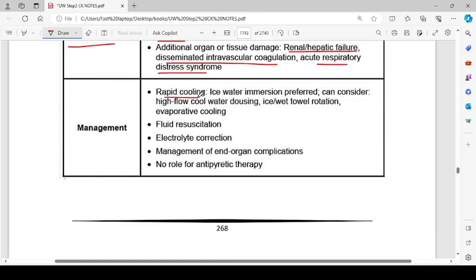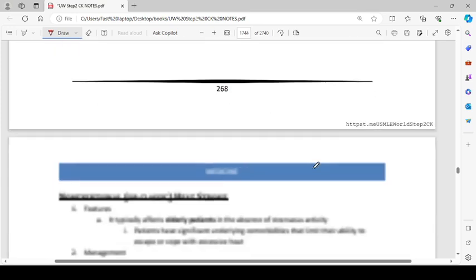Management is with rapid cooling. Ice water immersion is preferred. Can consider high flow cool water dousing, ice wet towel rotation, and evaporative cooling. Fluid resuscitation. Then we do electrolyte correction, management of end organ complications, and there is no role of antipyretic therapy.